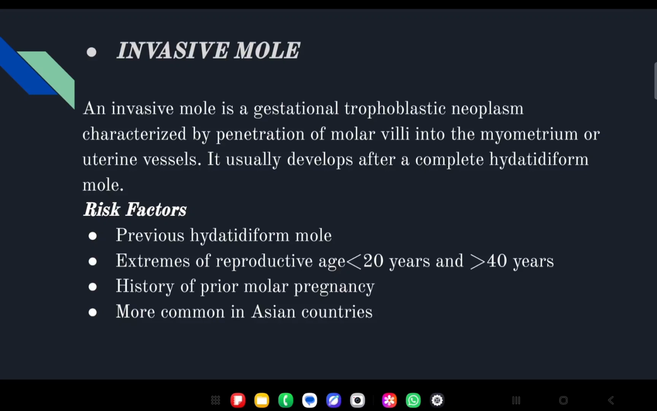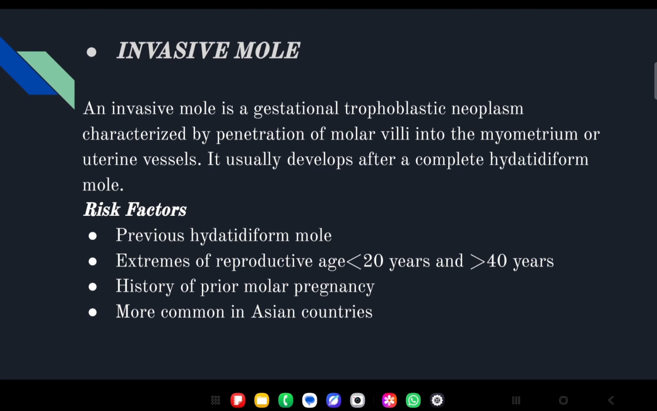An invasive mole is a gestational trophoblastic neoplasia characterized by penetration of molar villi into the myometrium or uterine vessels. It usually develops after a complete hydatidiform mole. In a complete mole, there is no invasion of the chorionic villi into the myometrium. But as it further complicates, the molar villi invade the myometrium or uterine vessels, leading to invasive mole or malignant conditions.